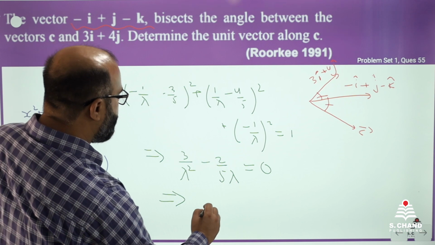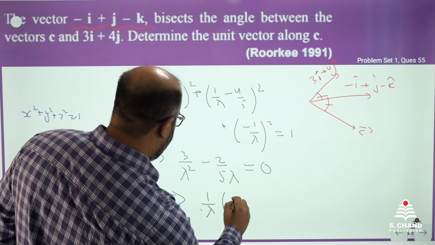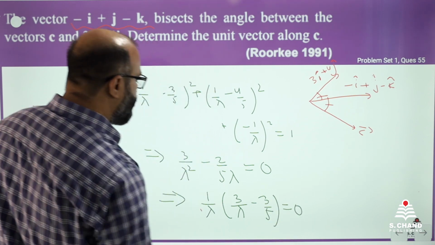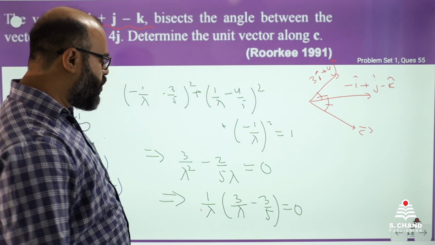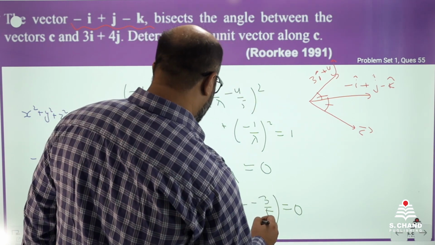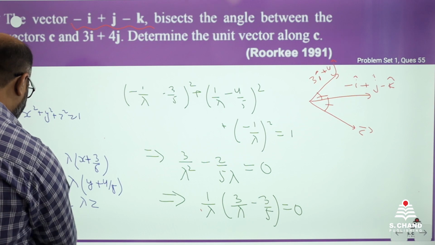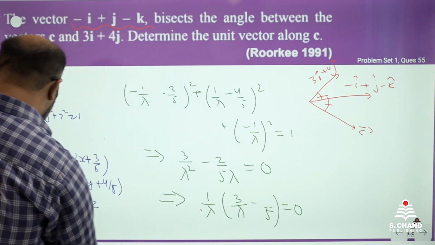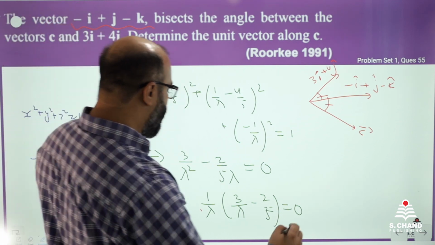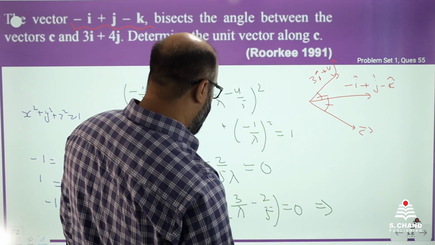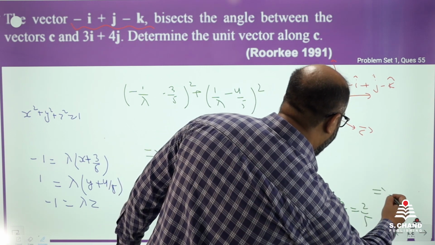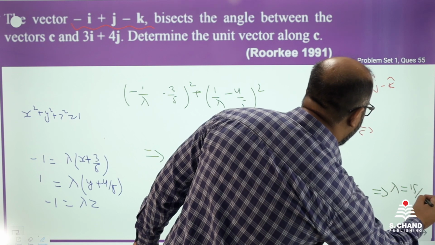So what we are getting is 1 by lambda into (3 by lambda minus 3 by 5) is equal to 0. Now 1 by lambda cannot be equal to 0. So we take 3 by lambda minus 2 by 5. This is actually 2 by 5, not 3 by 5. So 3 by lambda minus 2 by 5 equals 0. From here we get 3 by lambda is equal to 2 by 5, so lambda is equal to 15 by 2.